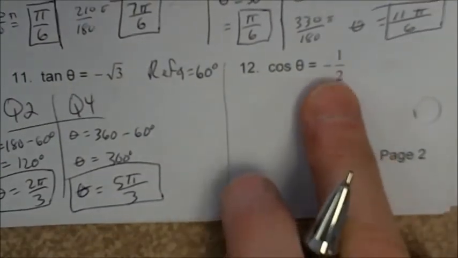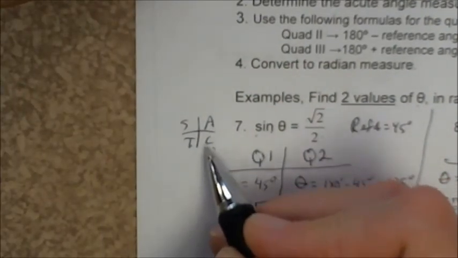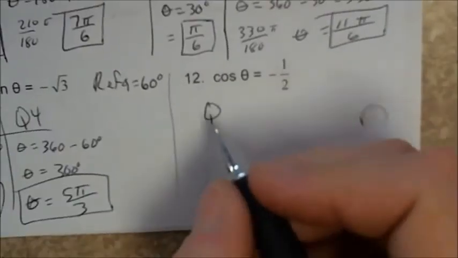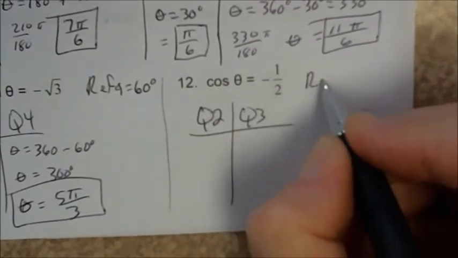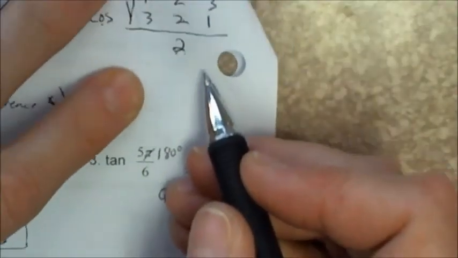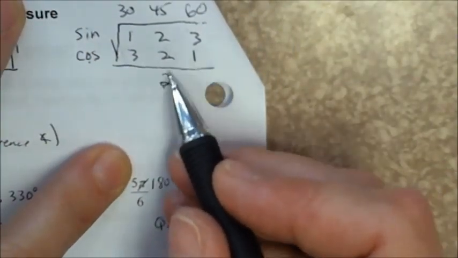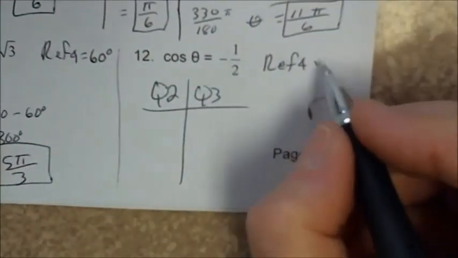One more, and we're done for the day. Cosine is negative 1/2. Well, what quadrants does cosine go negative in? Well, it's positive in 1 and 4, so it's negative in 2 and 3. So quadrant 2, quadrant 3. What is our reference angle? What angle has a cosine equal to 1/2? Well, it looks like it's 60 degrees up here, right? Cosine of 60 is 1 over 2. So there's our reference angle of 60 degrees.